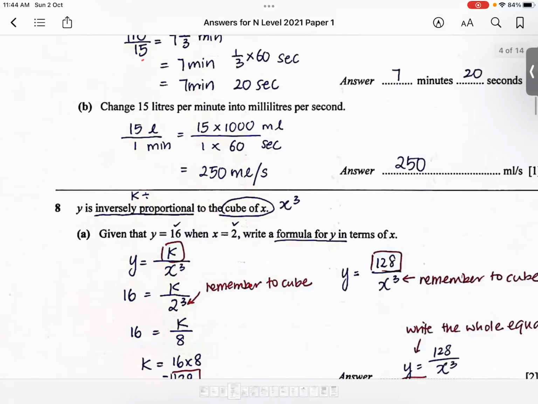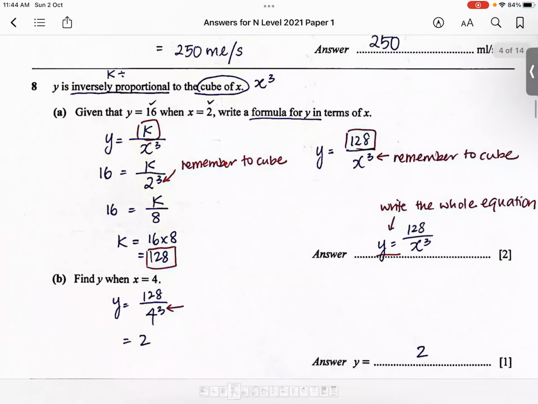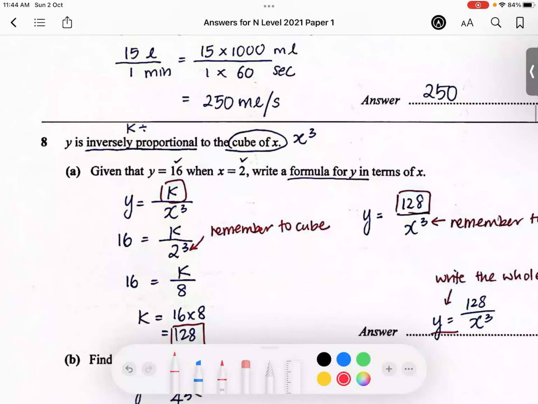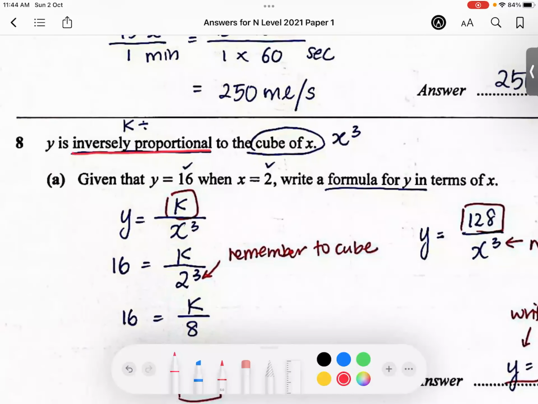Okay, this question is very standard and you must definitely know how to do it, but I still need to go through it. Why? Because some of the students may make careless mistakes. Now this one, y is inversely proportional. When it's inversely proportional, it means k over something. Then you have to read the words. It's not just x, it's cube of x. Please read the words. Don't just take the x on its own. It's x cubed. So in this case, y equals k over x cubed.